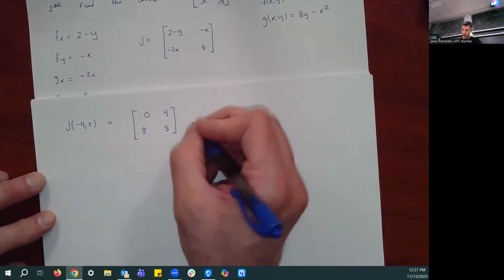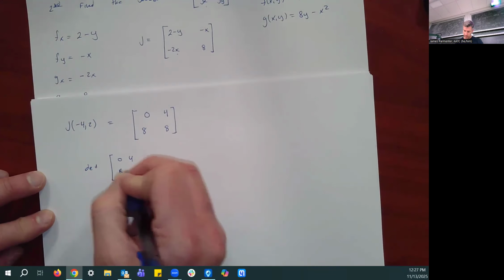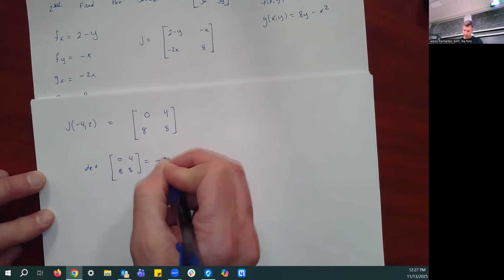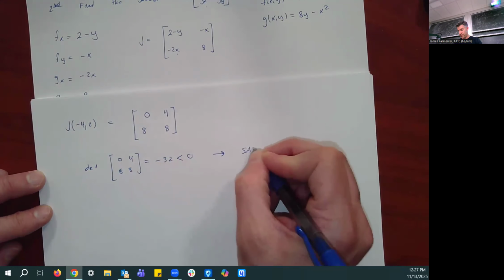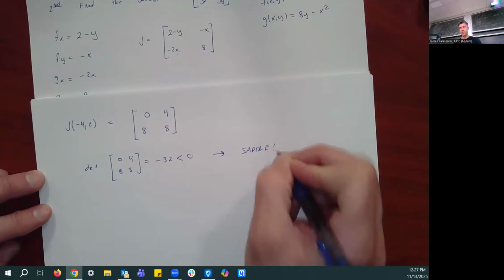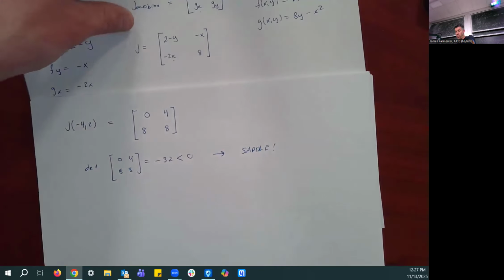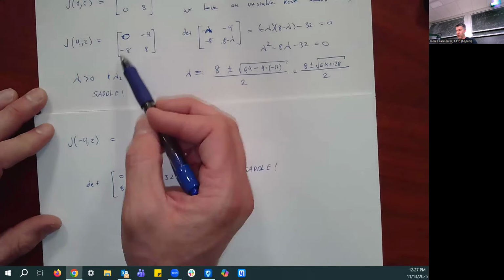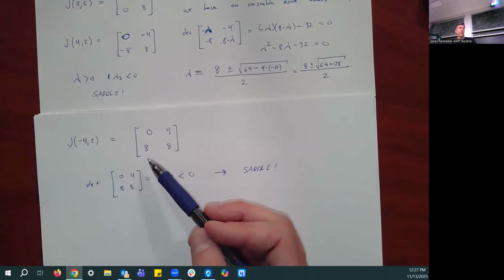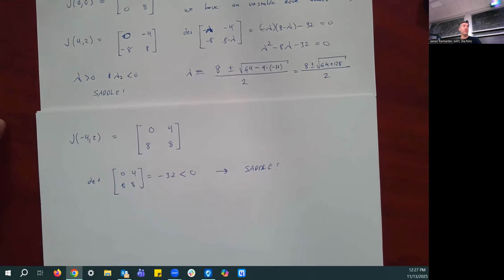So I'll point out here that the determinant of this matrix is negative 32, which is certainly negative. And when the determinant's negative, we know we have a saddle. Or you could do the work of finding the eigenvalues again, but it's practically the same work here. The only difference is that instead of negative 4 times negative 8, we have positive 4 times positive 8. That's the only difference. But really, it's the same exact eigenvalues.